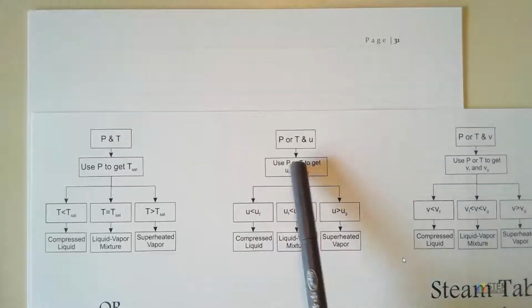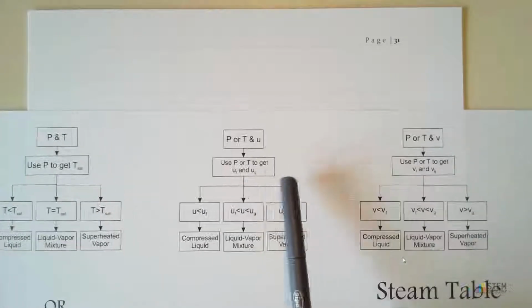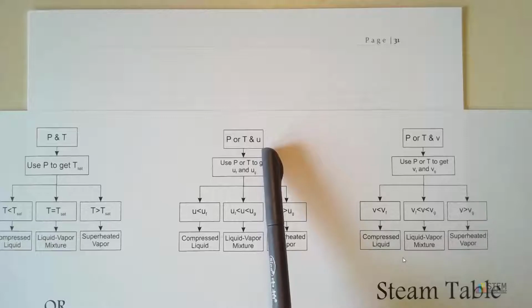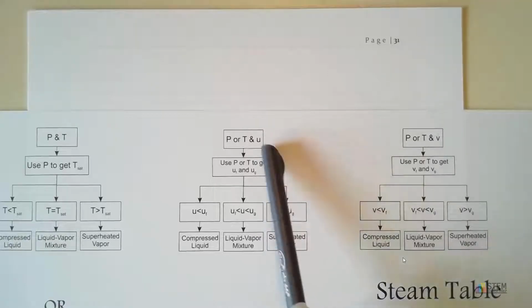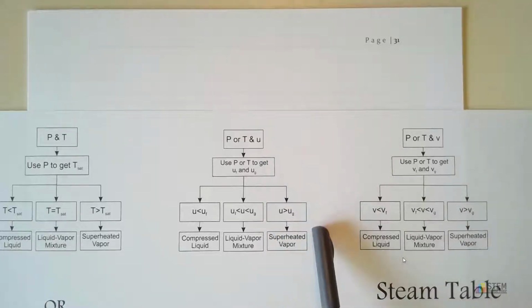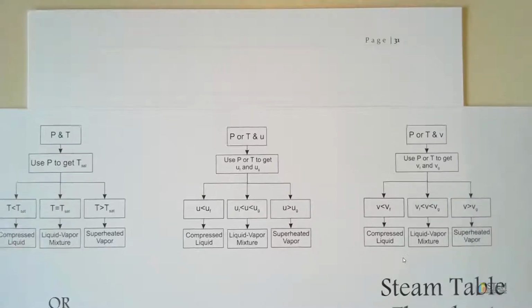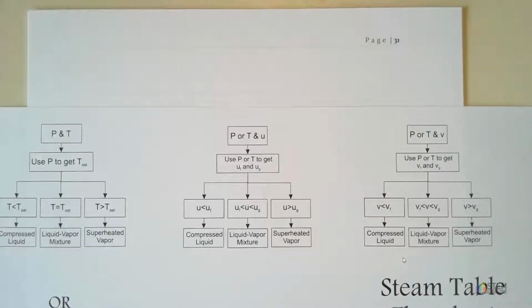And then as you go across, you'll see you have different inputs. So here you've got a pressure or a temperature and internal energy. So it just walks you through the steps on what to look for and then how to know which table to choose. So hopefully you'll find it helpful. The students in my class typically like this flow chart. They always want to have it on the tests. So hopefully you'll find it helpful as well.